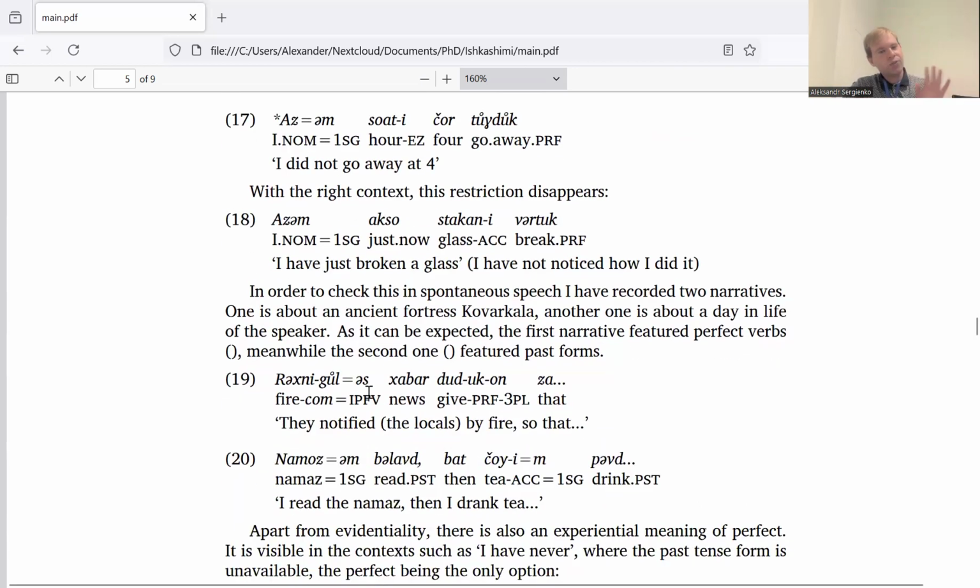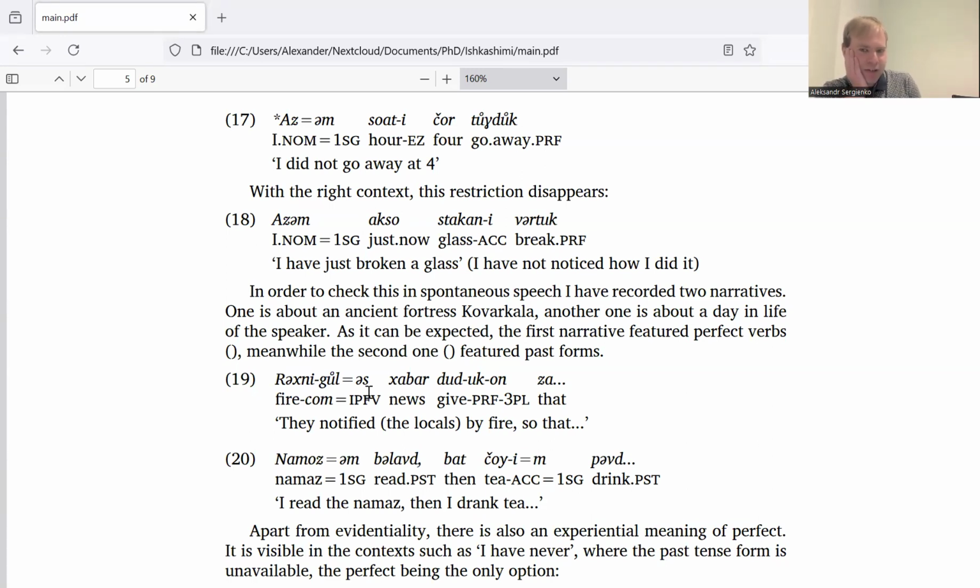And in order to check this in spontaneous speech, in the narratives, I have recorded 2 narratives. One is about an ancient fortress, Kovarkala, on top of Rhin. This fortress is basically non-existent because some guy 50 years ago decided to break it. And another narrative is about a day in the life of the speaker. It was a story about how you spent the previous day.